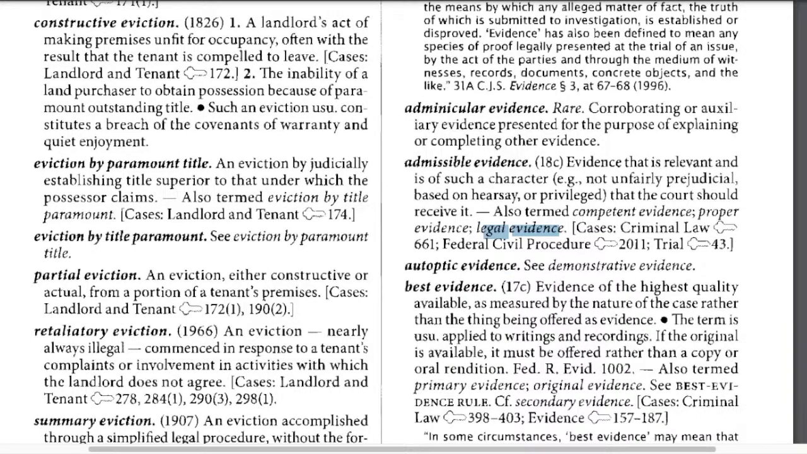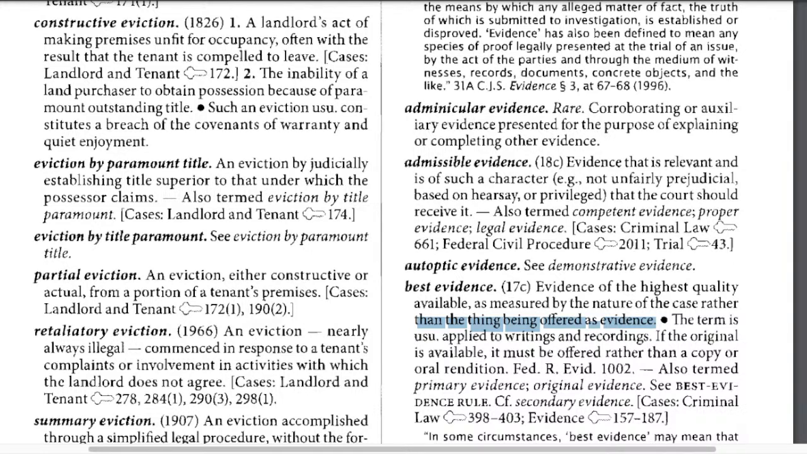We have topic evidence, best evidence, 17th century. But here, this one's better. See demonstrative evidence. We'll be there soon. Best evidence, 17th century. Evidence of the highest quality available. Best evidence, as measured by the nature of the case rather than the thing being offered as evidence.